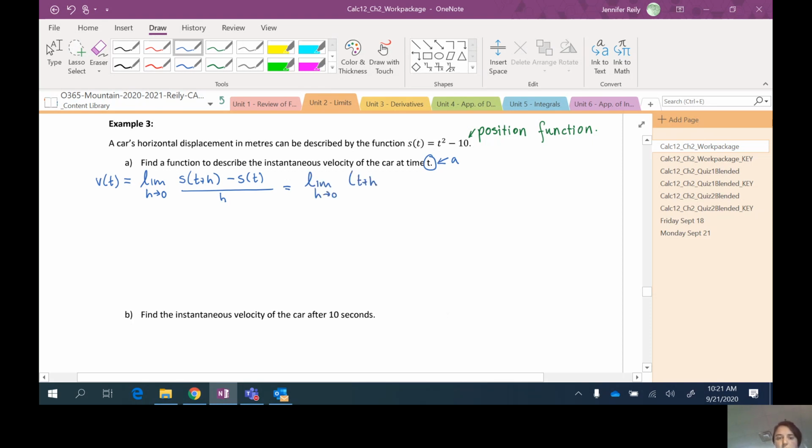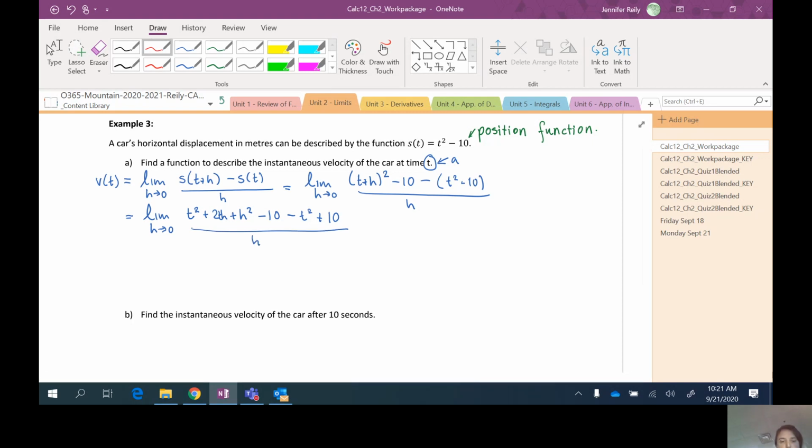Okay, and I'm just going to plug those into the formula. So I get t plus h squared minus 10, and s of t would just be t squared minus 10, all over h. And I'm going to expand it, and hopefully there'll be some cancellations. So this is limit as h goes to 0. The t plus h squared expands to t squared plus 2th plus h squared. And the negative can be expanded into the bracket, giving negative t squared plus 10, all over h. And some like terms cancel out. The t squareds cancel. Negative 10 and positive 10 cancel.